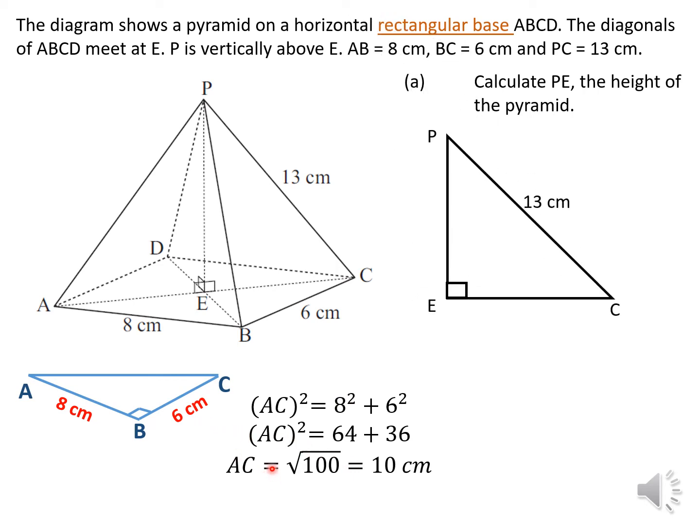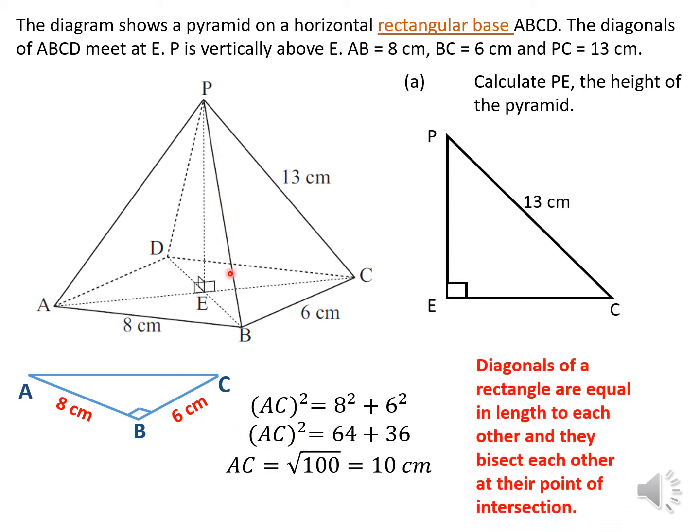All right, so I can actually bring in a triangle here now, and I know that EC has to be half of 10, because the diagonals of a rectangle are equal and they also bisect one another. So if AC is equal to 10, then half of 10, AE, is 5, and EC will also be 5. That will allow me now to find the value of PE. I'll be using Pythagoras now to find that height.